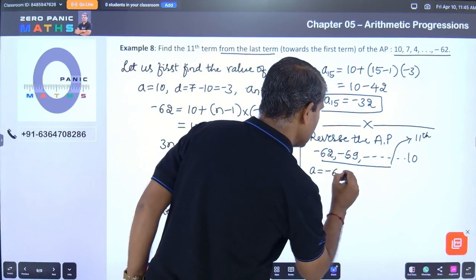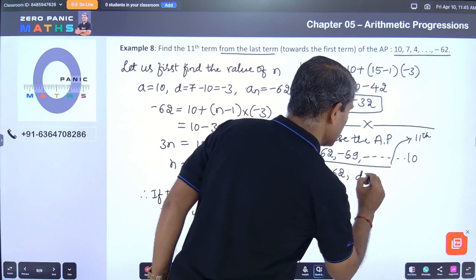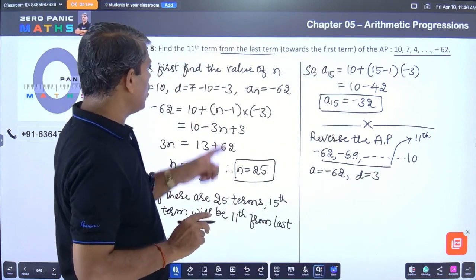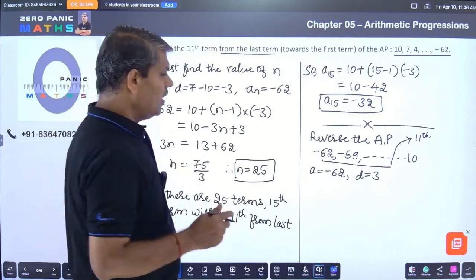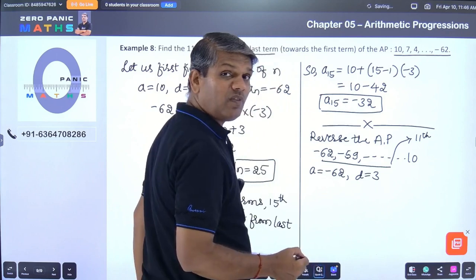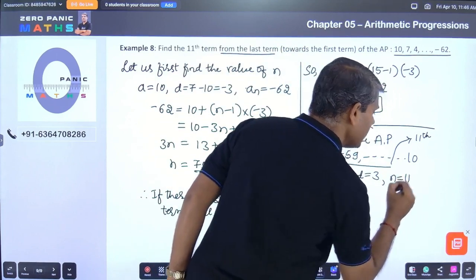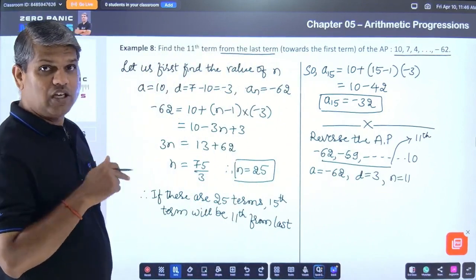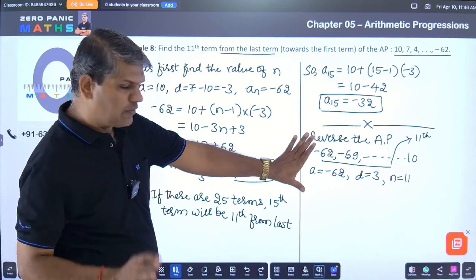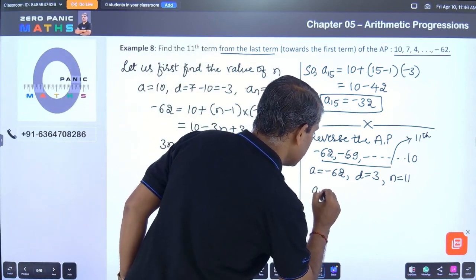So what is A? A is minus 62. And what is D? D, as I already told, is plus 3, not minus 3. And what we need to find out is the an, and what is n in this case? n is 11, because the 11th term is what we want. See, it will be very easy. Now let us find out A11 in this case.